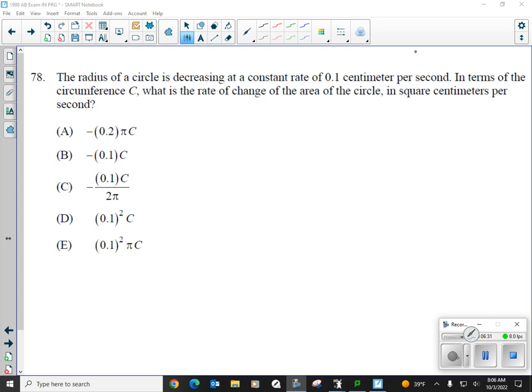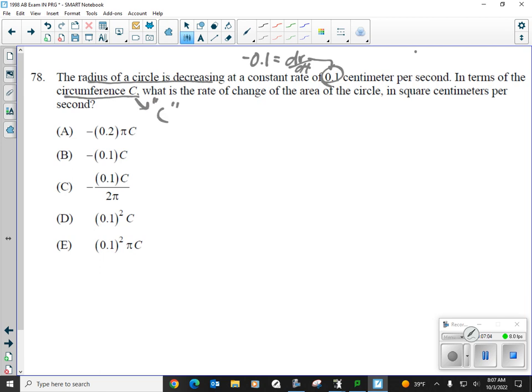Okay, so let's just figure things out. The radius of a circle is decreasing. So if the radius is decreasing, that's the rate of the radius, dr with respect to time, dt. So if it's decreasing, that means it's negative 0.1, because it's going downward, and I don't mean in terms of direction, but in size. In terms of circumference, that means C is going to be in our answer.